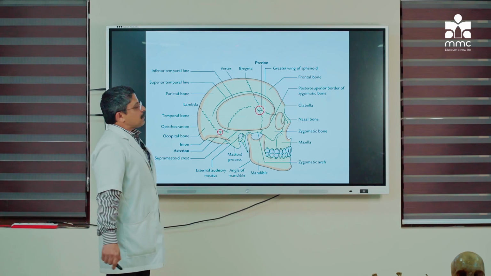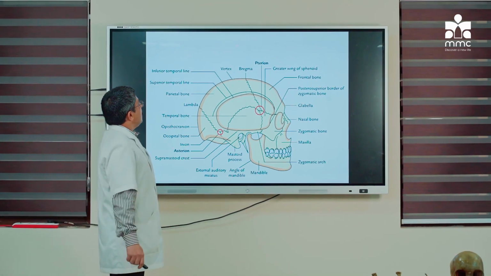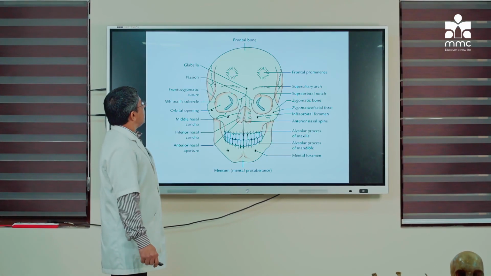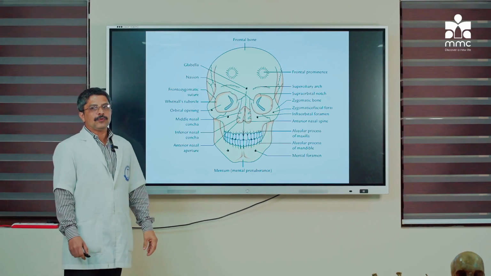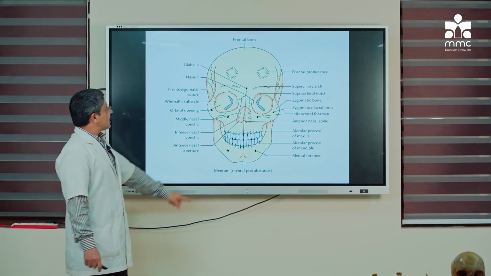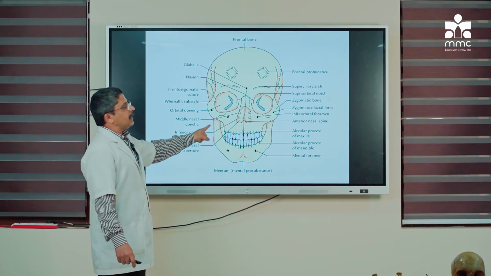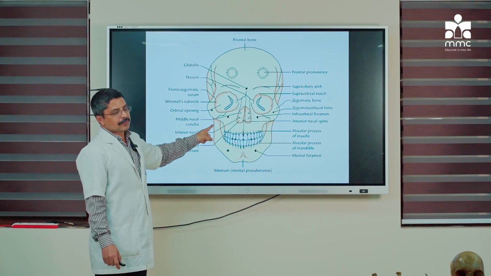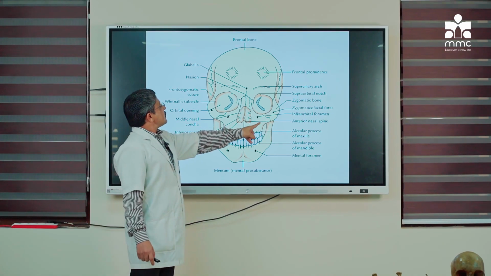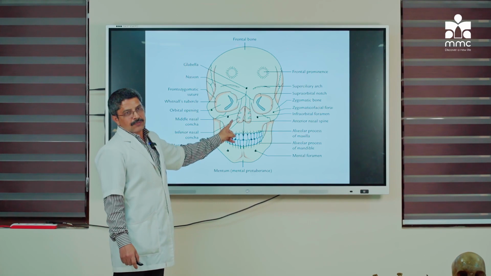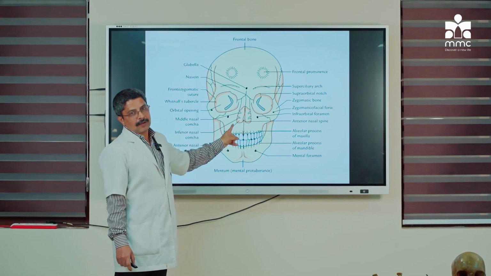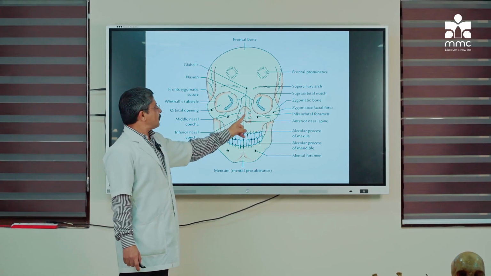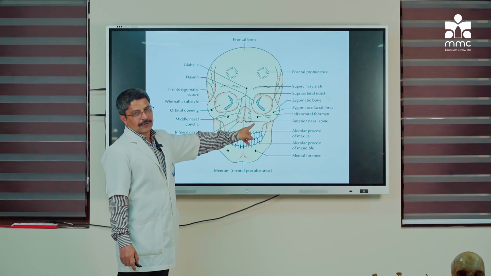Next let us come to the splanchnocranium. For the splanchnocranium we can see this front view of the skull. Here we can see this is called the mandible, single in number. Next, here we can see the upper jaw, which is formed by the bone called the maxilla. It is 2 in number, one on the right side, one on the left side.